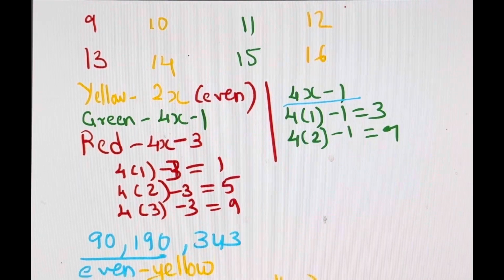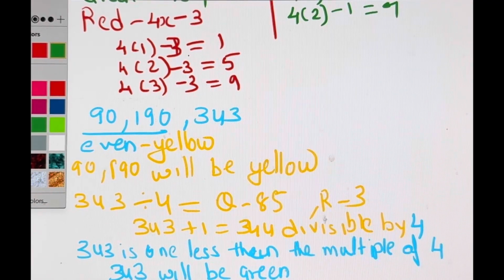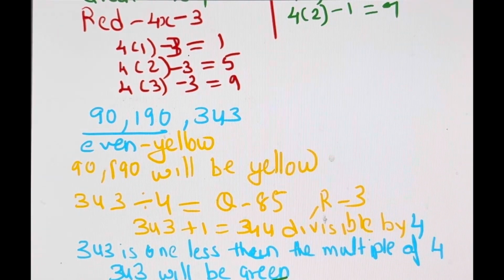So don't go by the remainder. You have to understand with the remainder. I'll just write down the answer first. 343 will be green. Green in color. Let me underline it with green. Okay, 343 will be green.